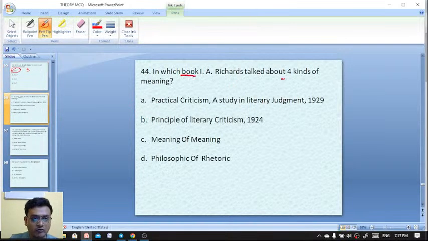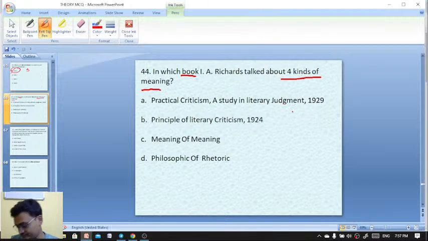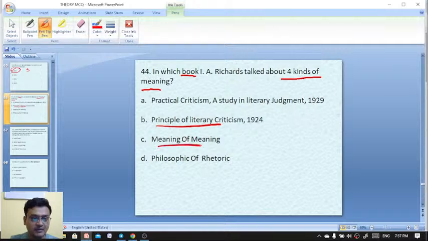44. In which book did I just talk about four kinds of meaning? The options: Principles of Literary Criticism, Meaning of Meaning, Philosophy of Rhetoric, and Practical Criticism, a Study in Literary Judgment. Four kinds of meaning were spoken of in which book?